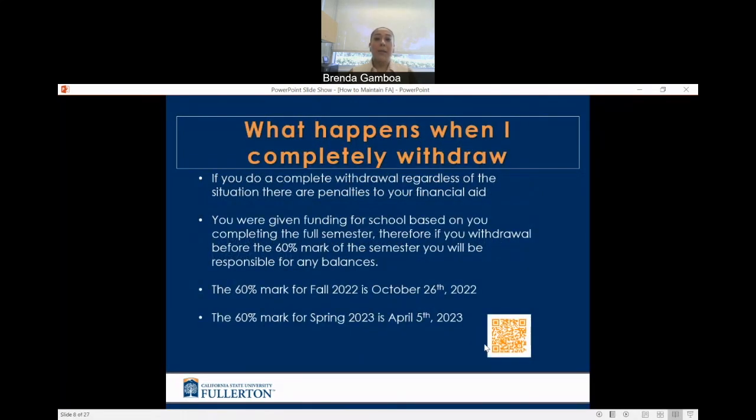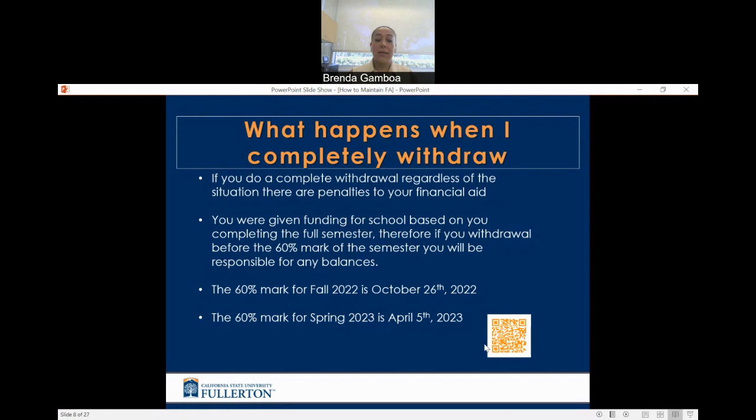So sometimes situations happen where you completely have to withdraw from school, and if you completely withdraw from classes, regardless of the situation, there are penalties for your financial aid. You were given funding for school based on you completing the full semester. Therefore, if you withdraw before the 60% mark of the semester, you will be responsible for any balances. The 60% mark for fall 2022 is October 26, 2022. And the 60% mark for spring 2023 is April 5th, 2023.